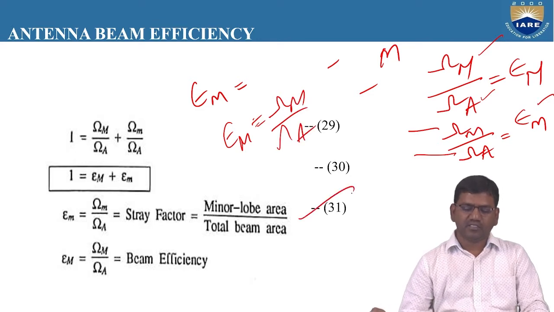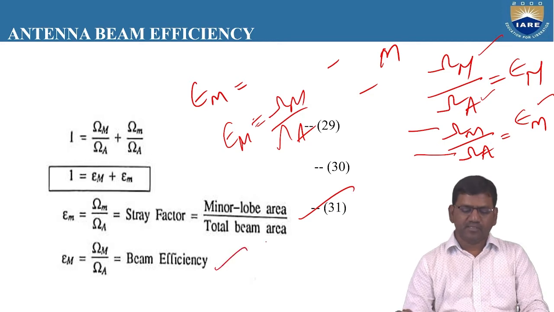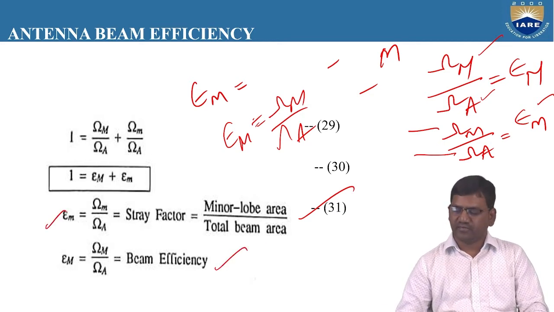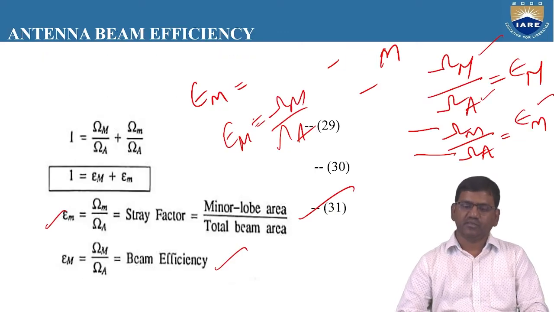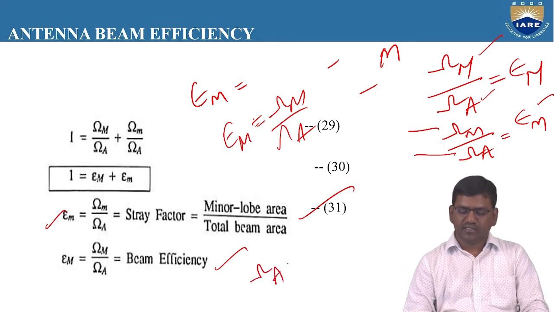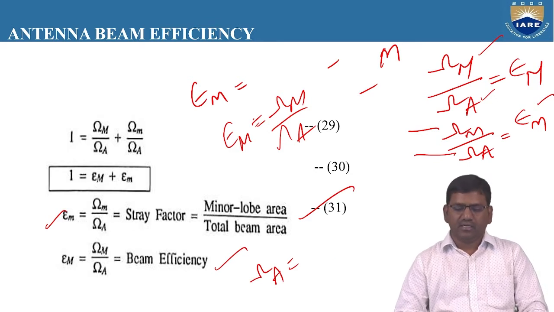So here epsilon small m and epsilon capital M are both different. Epsilon capital M represents the beam efficiency. Epsilon small m represents the stray factor. So this is about the beam efficiency. Beam efficiency is defined as the ratio of the major beam area to the total beam area. Right? And let us go to the next topic, that is field zones.